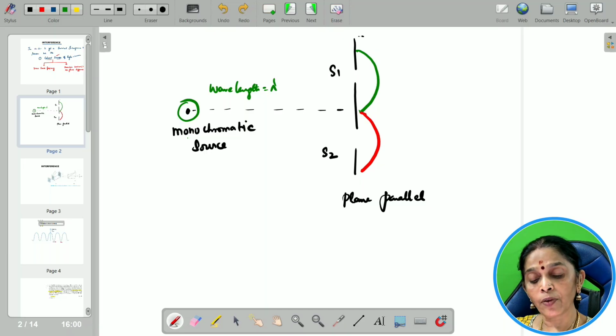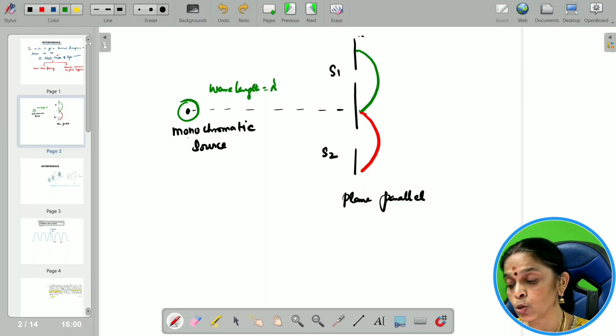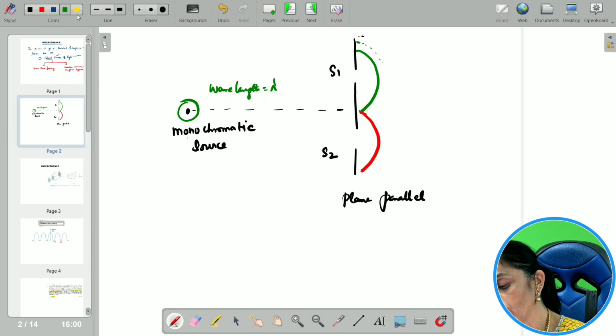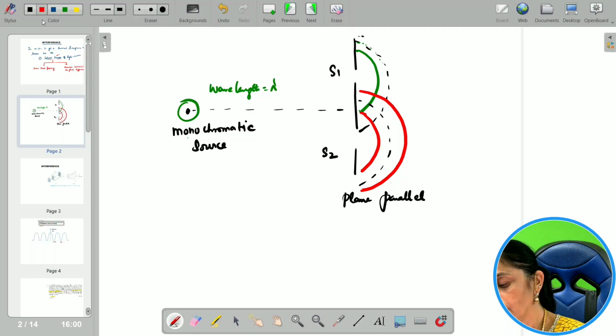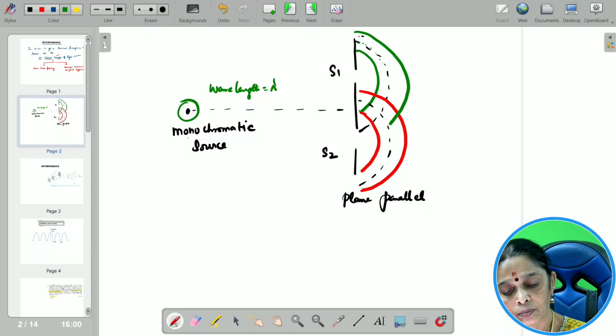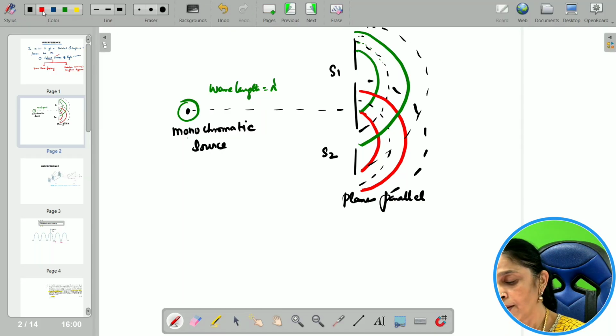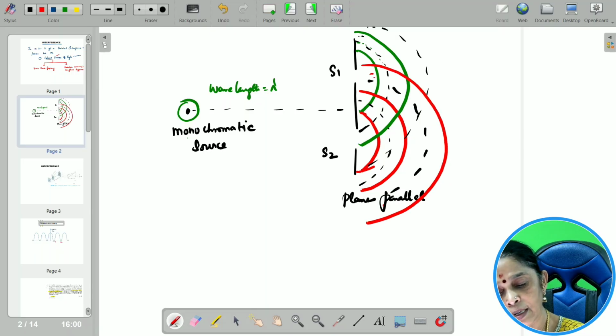The crest of one wave and the crest of another wave superimpose, and the next here a trough is formed. So let me draw the trough here with black color. So this is trough. Similarly here also trough. And the next here crest, and then here crest, and then next trough, and then next crest, and then here also next crest.